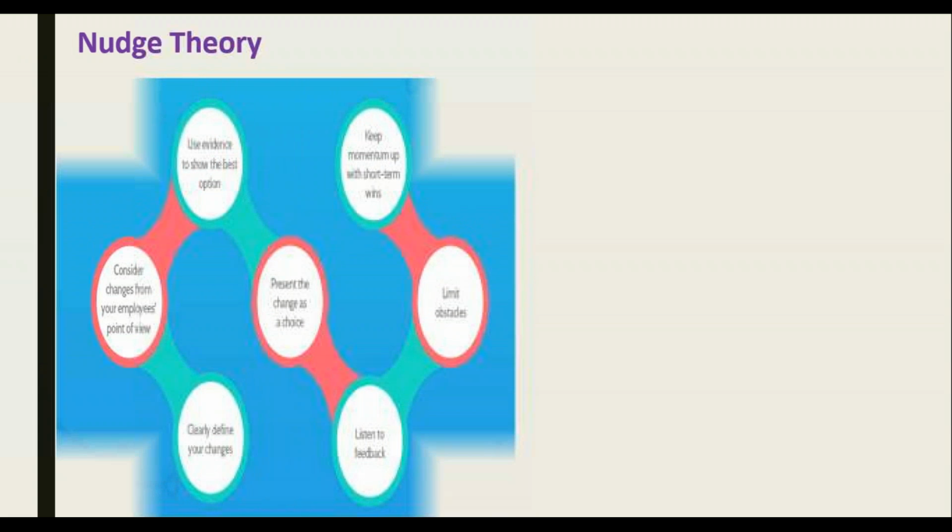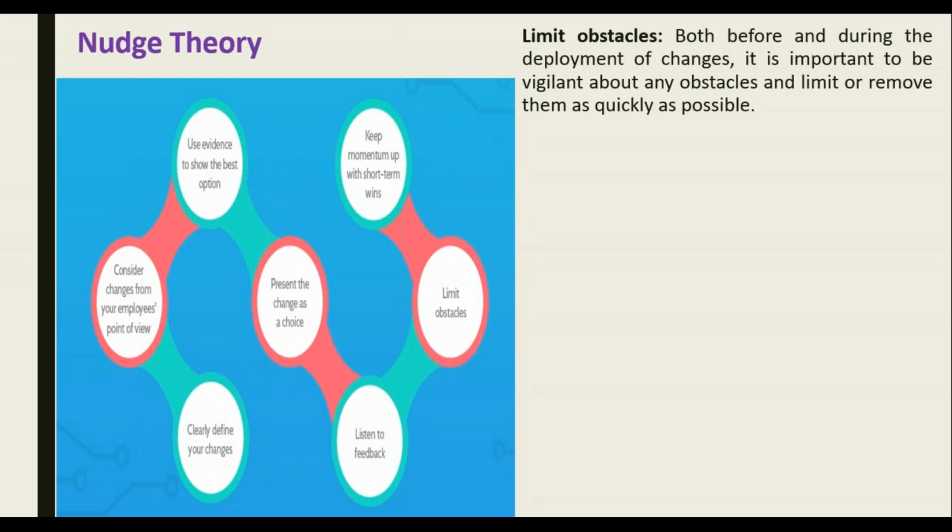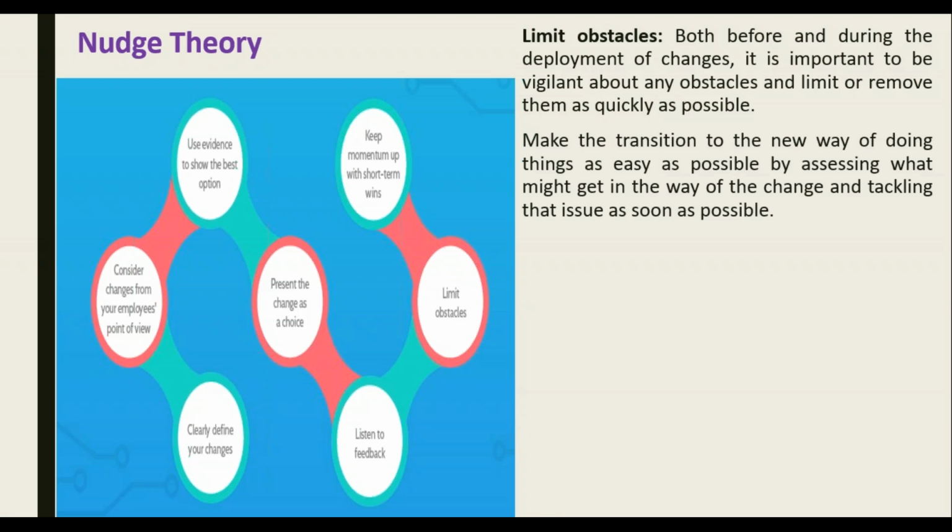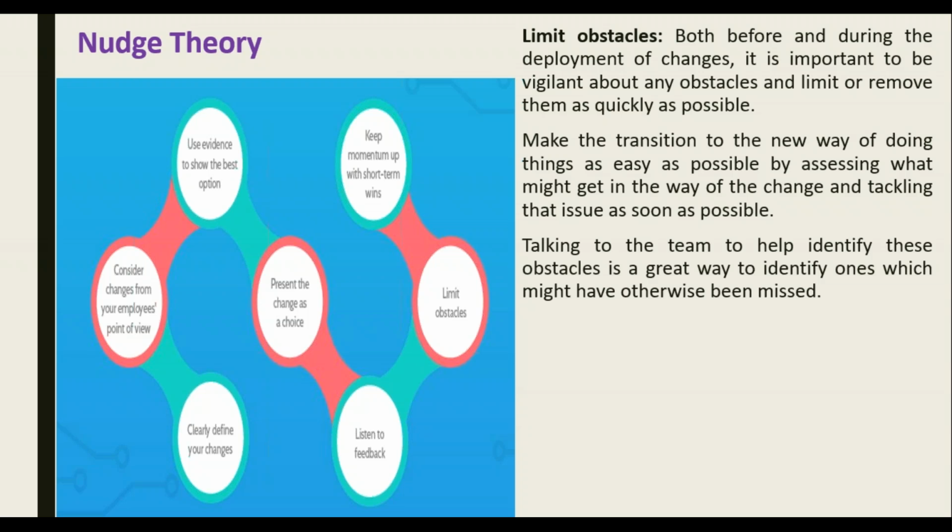Both before and during the deployment of changes, it's important to be vigilant about any obstacles and limit or remove them as quickly as possible. If the team uses a new process and immediately hits a roadblock, their enthusiasm for the whole thing is likely to plummet. Instead, make the transition to the new way of doing things as easy as possible by assessing what might get in the way of the change and tackling that issue as soon as possible. Again, talking to the team is a great way to identify obstacles which might otherwise have been missed.